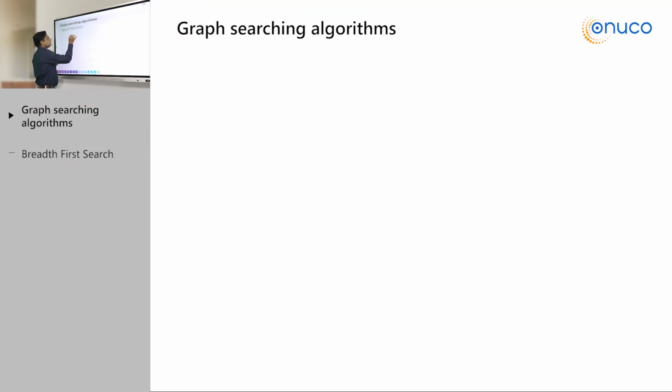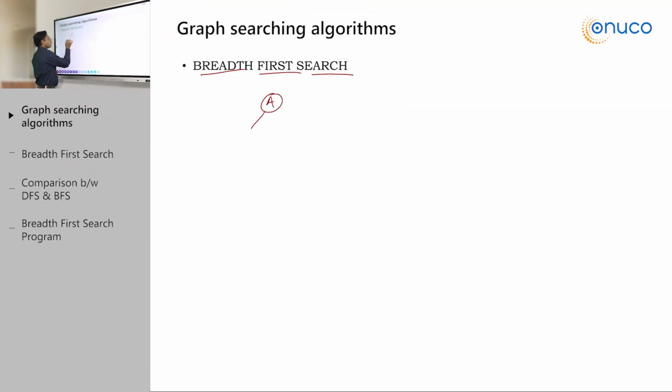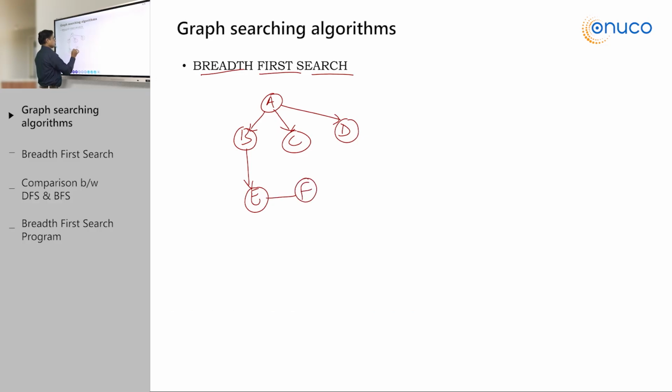So let us see that here we have A, B, C, D, E, F. Let us see, this is the example.